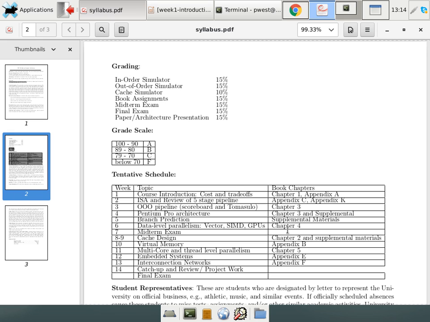Tentative schedule. For the most part, we're going to follow the book, although we're going to do it mainly with slides that myself and my previous major professor have developed. But we will be going through, in general, this schedule.